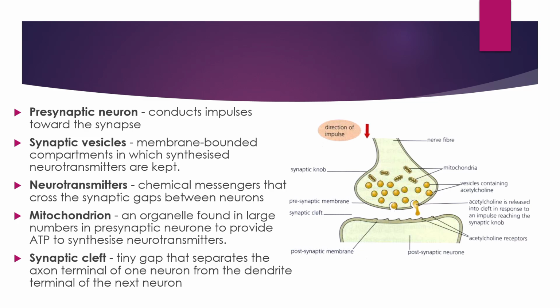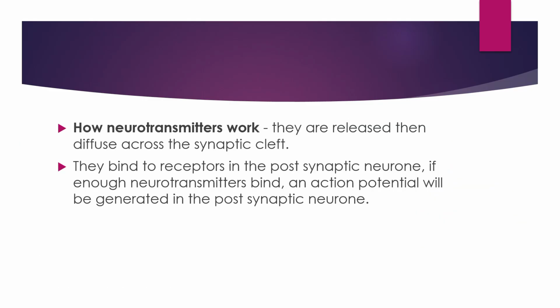The synaptic cleft is a tiny gap that separates the axon terminal of one neuron from the dendrite terminal of the next neuron. How neurotransmitters work: they are released, then diffuse across the synaptic cleft. They bind to receptors in the postsynaptic neuron. If enough neurotransmitter binds, an action potential will be generated in the postsynaptic neuron.